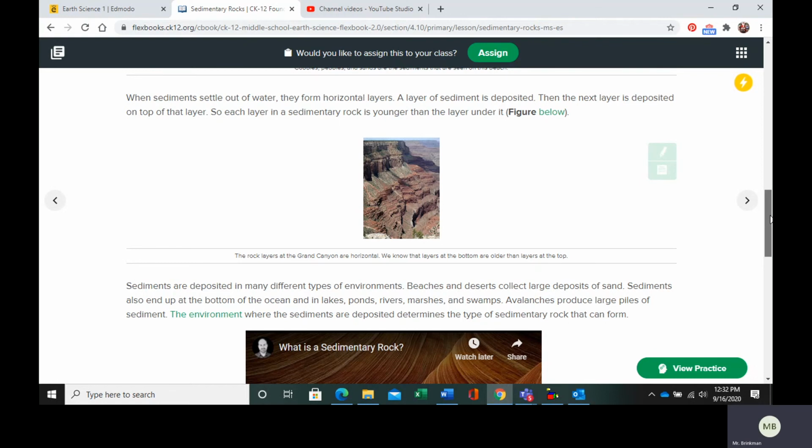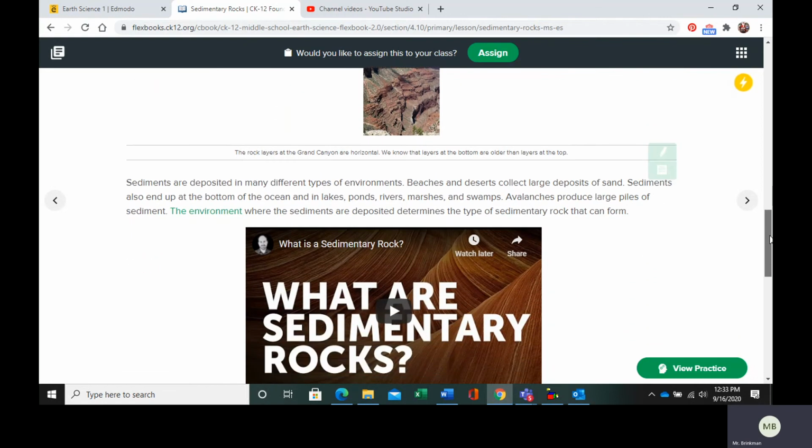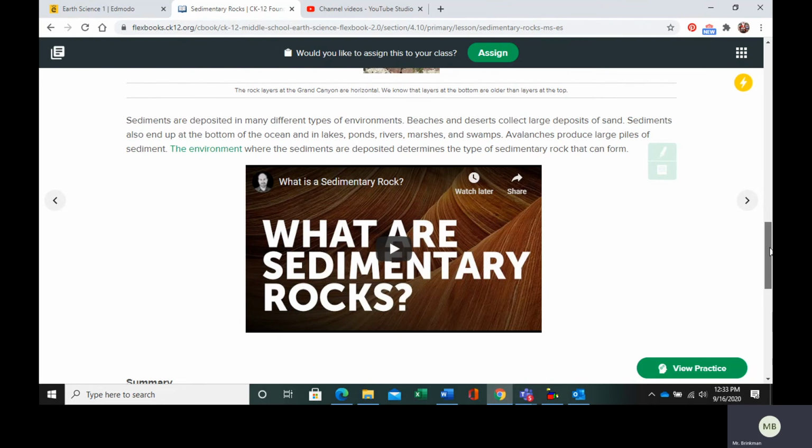So sediments are going to be deposited in many different types of environments, but the environment where they are deposited is going to determine the type of sedimentary rock that is able to form.